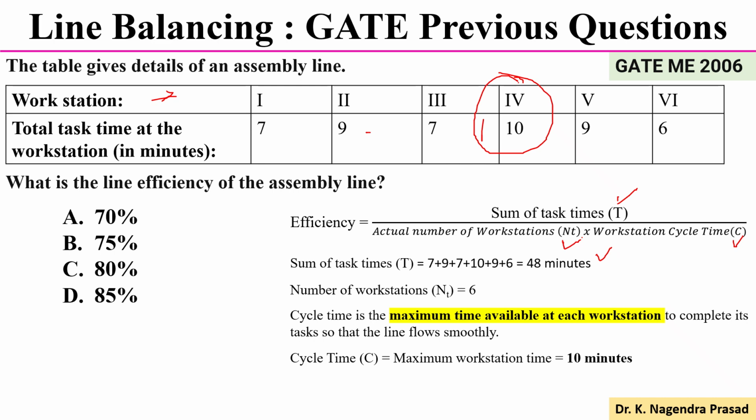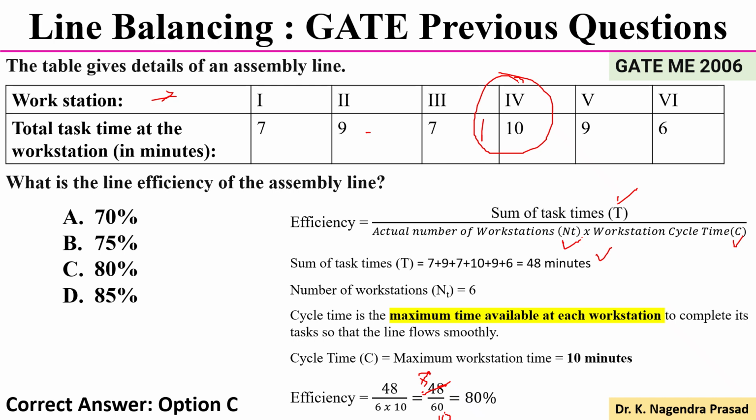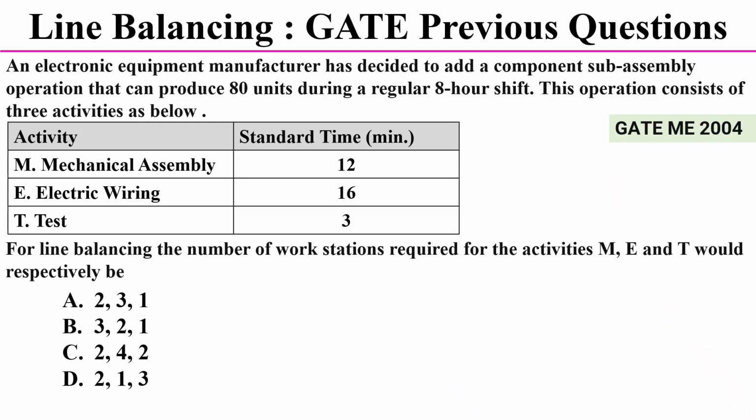Now we know the sum of task times, number of workstations and cycle time. Then substitute in the efficiency formula. Then 48 divided by 6 into 10, which is equal to 48 by 60. So which is the 6 8s are 48 and 6 10s are 60. So it will be 80%. So then option C is the correct answer. Let's see the second problem.